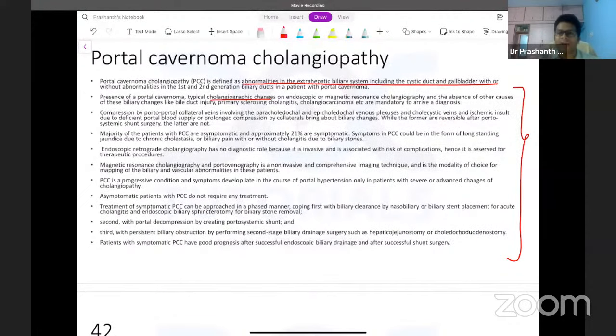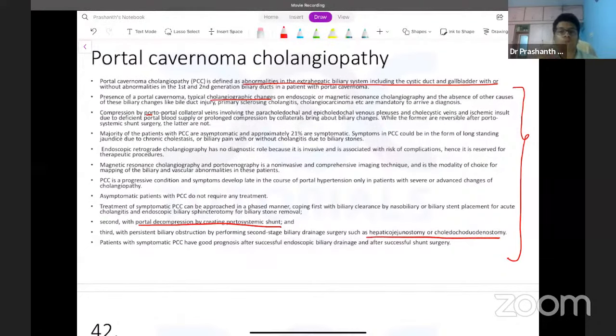These patients have various treatments when they present with choledocholithiasis or cholangitis. ERCP with drainage is the therapy of choice, but if the patient has further progression, then the other options are surgical procedures, in a phased manner. You can go ahead with portal decompression by portosystemic shunt. And third, for persistent issues of obstruction, there is also hepaticojejunostomy and choledochoduodenostomy.